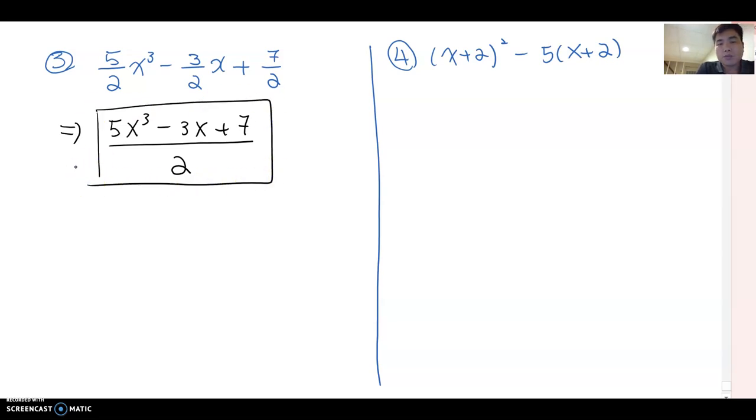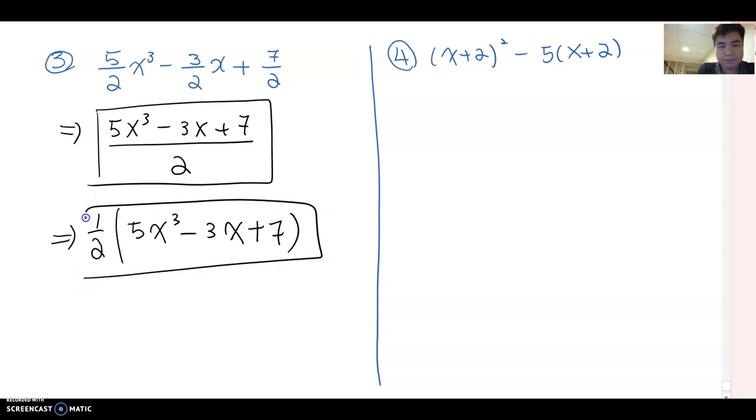But denominator 2 means we can also factor out 1 over 2 as well. So you can do 1 over 2 times 5x cubed minus 3x plus 7. That is the same meaning. Okay? So I'm going to put it over here. You can take the first form as a fraction form, or a factoring form, half times the others.